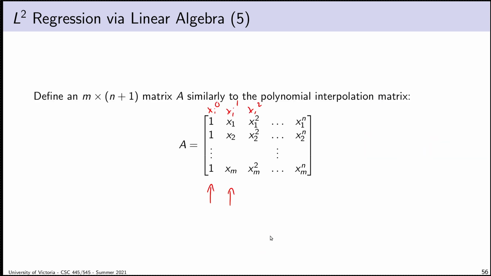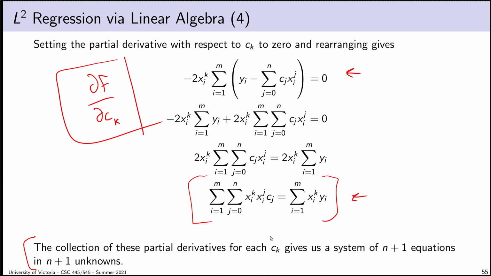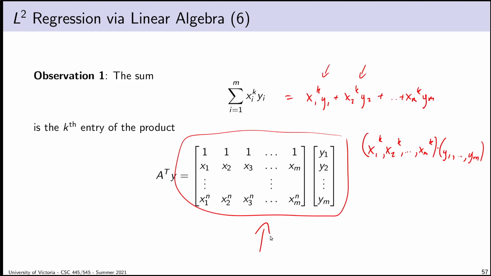So that's observation 1. The right-hand side of this expansion is one of the entries of the product A transpose times Y. I've also noticed, sorry about this, these are vectors. Y is a vector, so it should be bold-faced. I'll try and change that in the posted version of the slides.